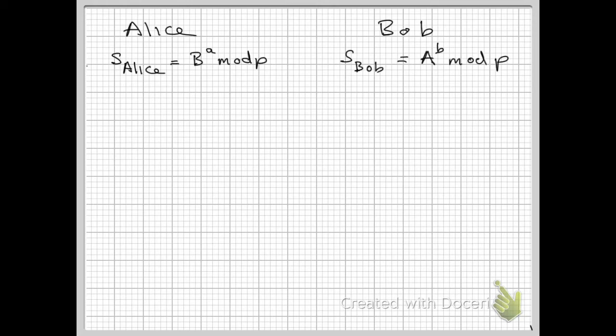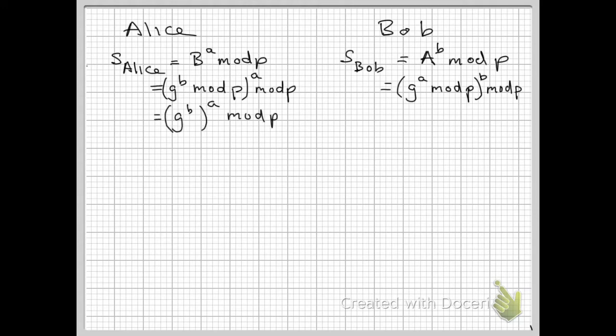So on the left we have Alice, on the right we have Bob. So we call that S Alice. So S Alice equals B to the little a mod P. S Bob equals A to the little b mod P. Now we substitute B and A. So capital B was equal to G to the b mod P, and capital A was equal to G to the a mod P. Now, because of the rules of mod, G to the b mod P raised to a can be simplified and is equal to G to the b raised to a. And we make that simplification on the right side too.